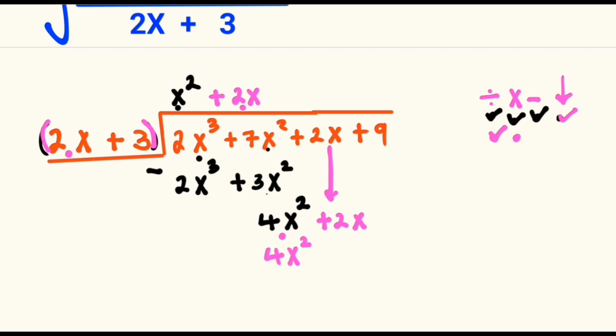And the 2x multiplied by the 3 will be equal to positive 6x. So we have multiplied, and now we minus. So 4x squared minus 4x squared will be equal to 0. 2x minus 6x will be equal to negative 4x. So we have minus, and now we focus on the drop down. So we drop down that positive 9.